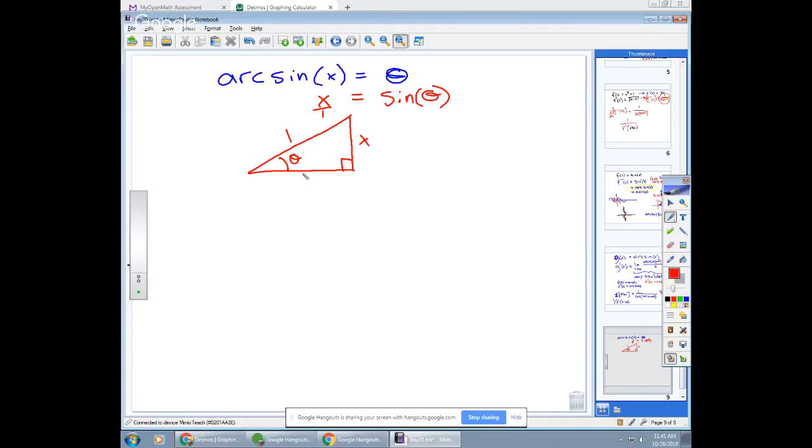Yeah. Pythagorean theorem says, I'll call the adjacent side A, so A squared plus x squared equals 1. Solving this for A, I get A squared equals 1 minus x squared, and then take the square root. A is the square root of 1 minus x squared. So my adjacent side is really the square root of 1 minus x squared.